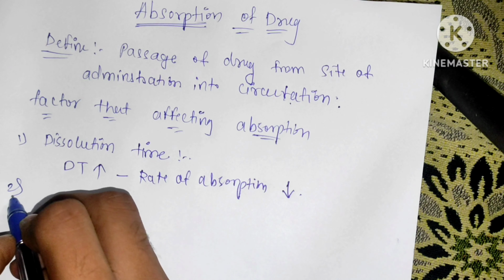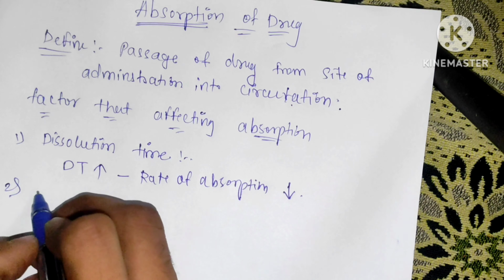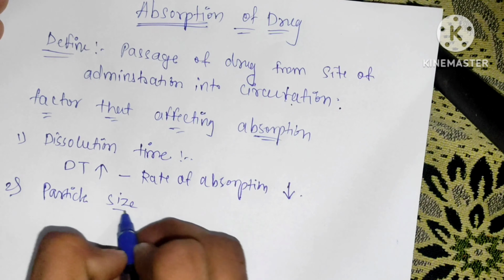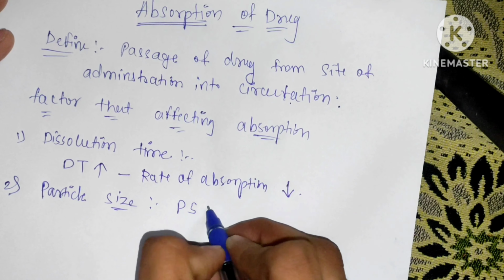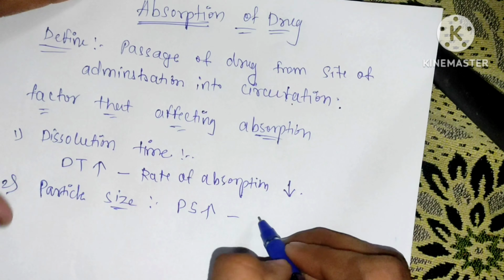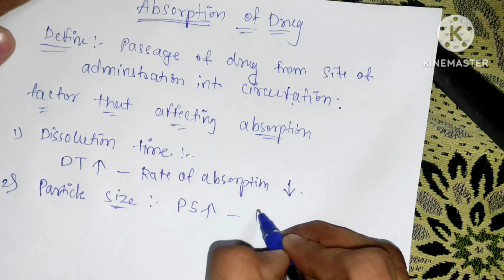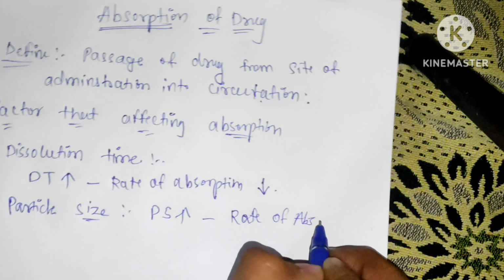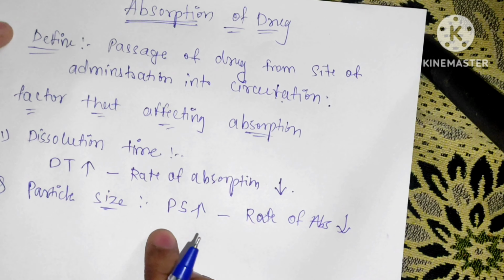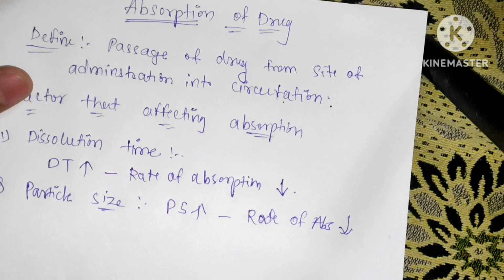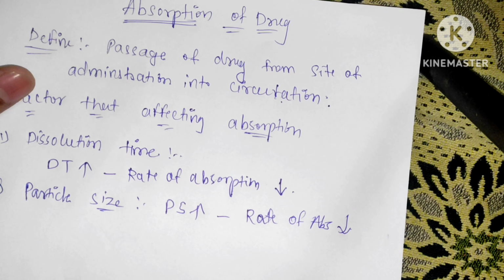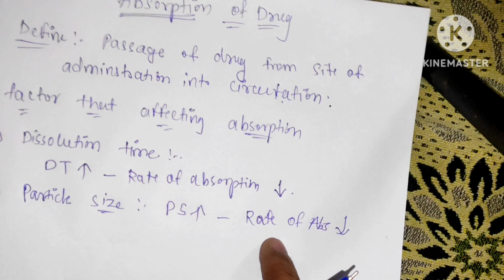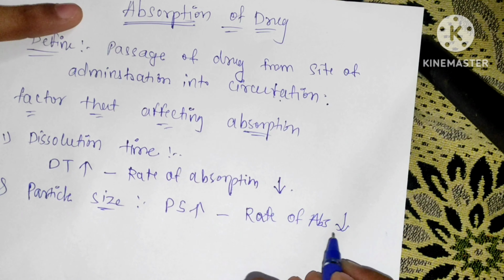Second factor is particle size. As the particle size increases, the rate of absorption will decrease. Because as the size of any material, either drug or particles, increases, then the rate of absorption is going to decrease.